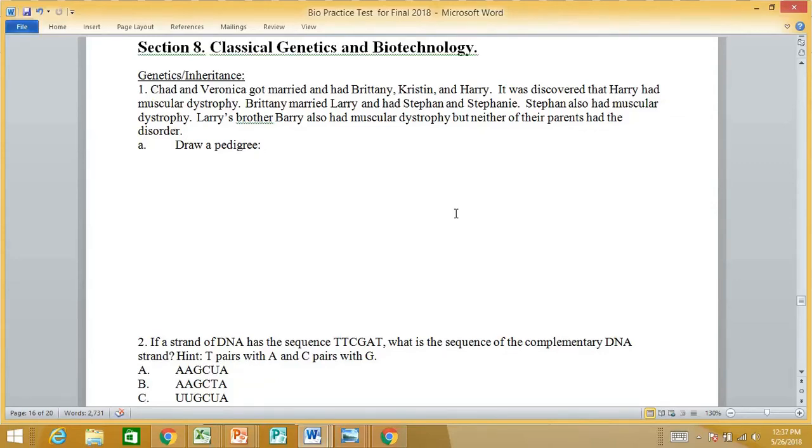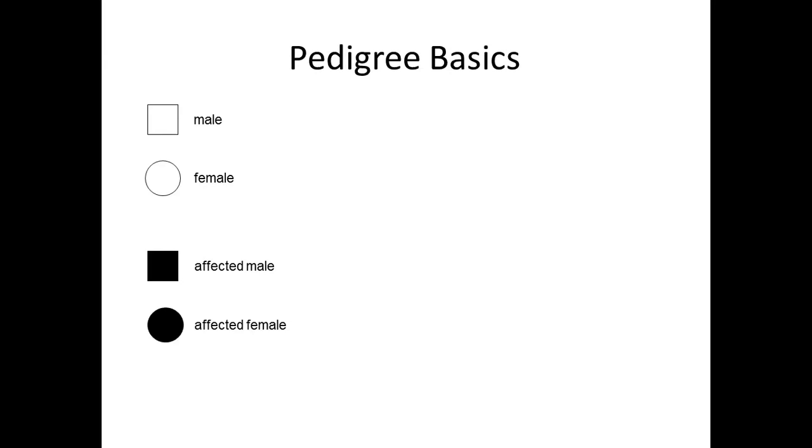All right, here is your last review, section 8 and 9 for genetics and biotechnology. So first, you're required to create a pedigree here based on this information. I'm going to bring up the pedigree. So let's remember our pedigree basics here. Here are your symbols.